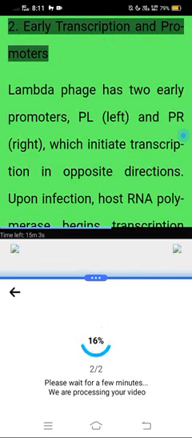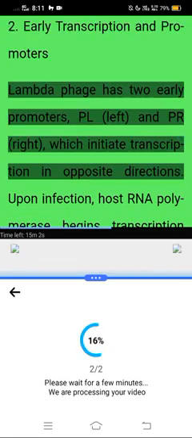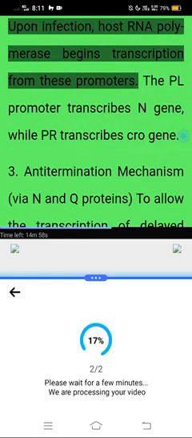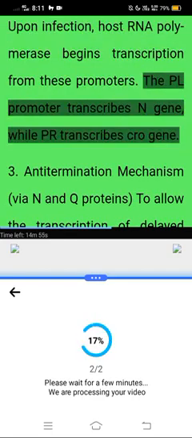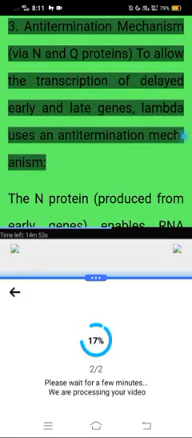Step 2: early transcription and promoters. Lambda phage has two early promoters, PL (left) and PR (right), which initiate transcription in opposite directions. Upon infection, host RNA polymerase begins transcription from these promoters. The PL promoter transcribes the N gene, while PR transcribes the Cro gene.